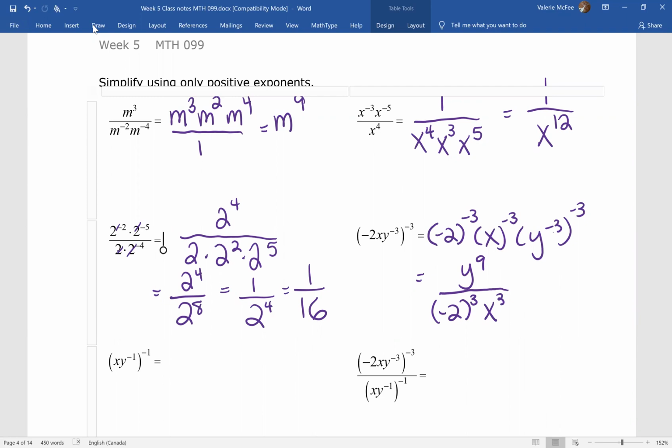I can open the brackets for negative 2 cubed. So we have y to the power of 9 all over negative 8x cubed. That negative sign, we don't want it in the denominator. We want it either outside the entire fraction or in the numerator.